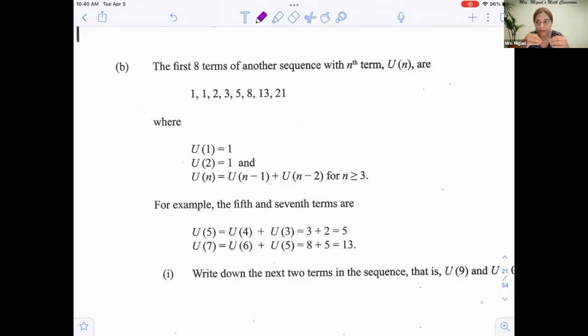Now, this is a question where students will just look at the question, and because of how it is worded, they automatically omit it because it doesn't make sense. But if you can go further and look at some videos on YouTube on the Fibonacci sequence, it will make sense.